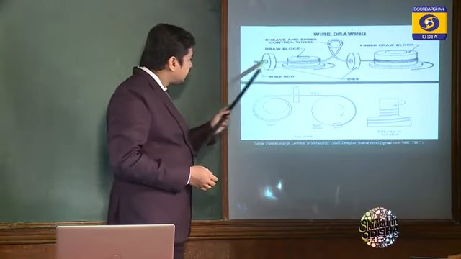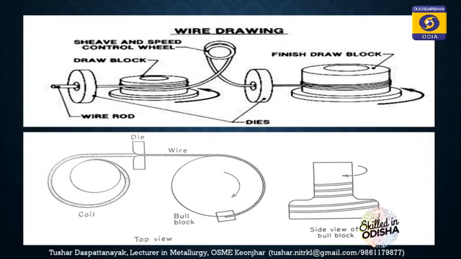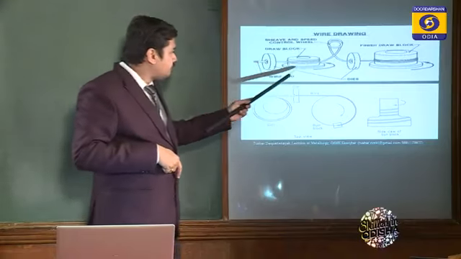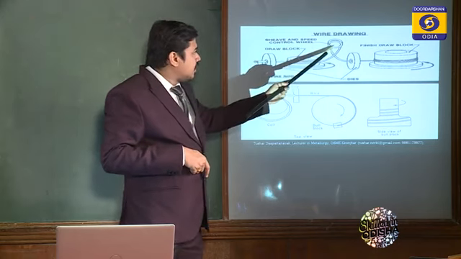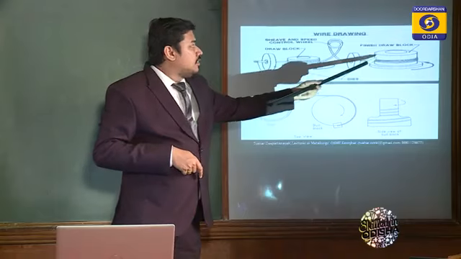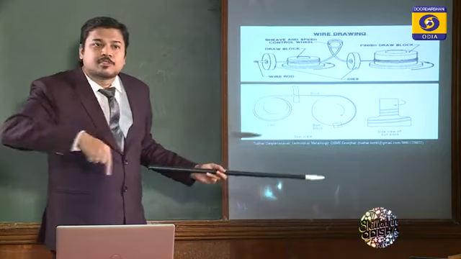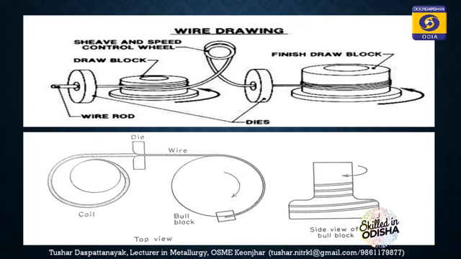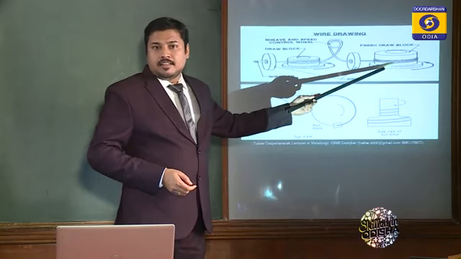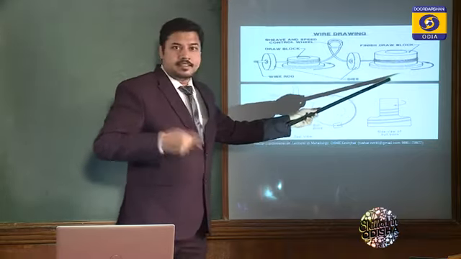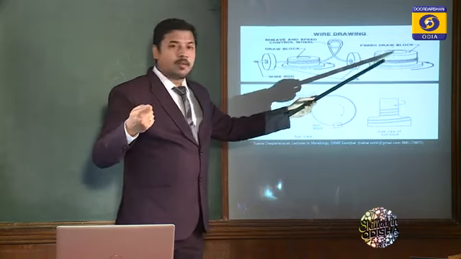Look at this picture, can relate to this picture also, same pictures. This is a wire rod. It has been coiled using a draw block. This is the speed control wheel. This is the die. This is the finished draw block where the wire gets coiled again. Look at the steps. This is the final coil where the wire gets coiled. That means there is a drive here. It's a motor and drive which drives this draw block.